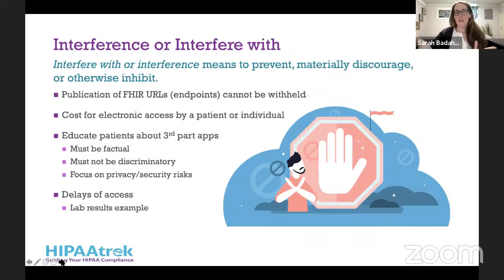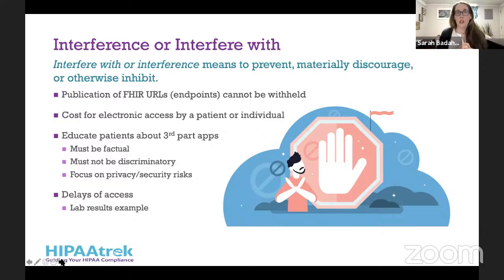Because information blocking is essentially interference with any type of release of information that is valid, right? It is important to remember, if you are a healthcare IT developer, that the FHIR URL endpoints cannot be withheld. They cannot even be withheld from your competitors because that is information blocking. They must be public information.